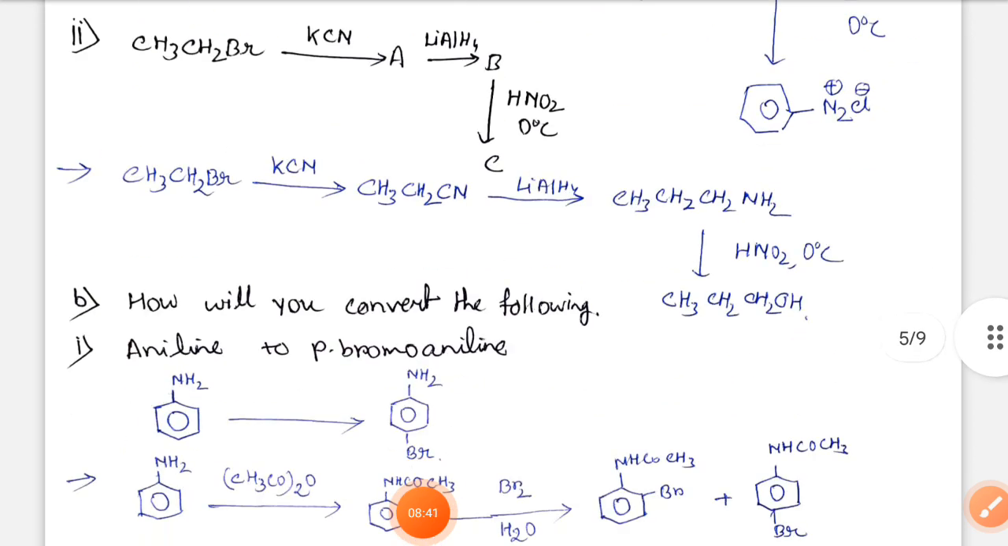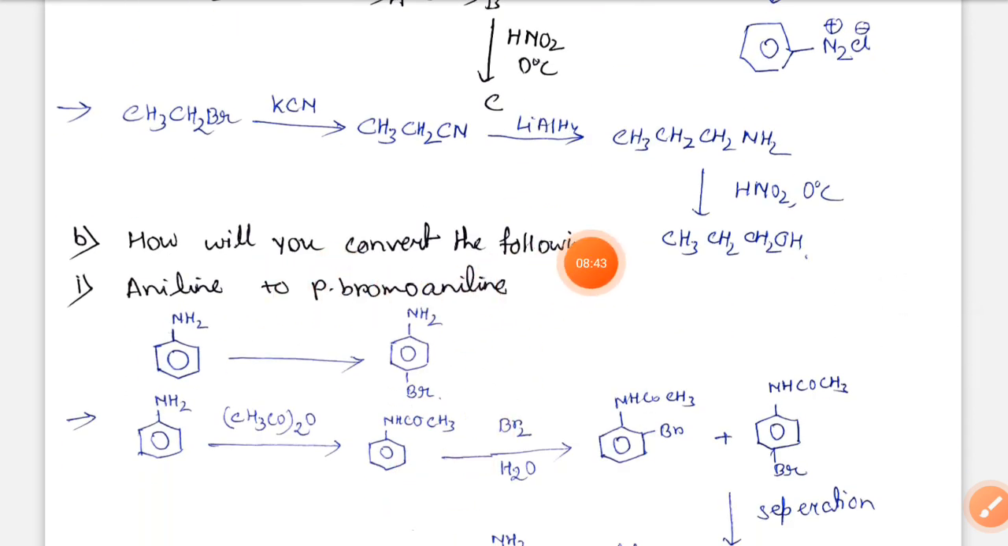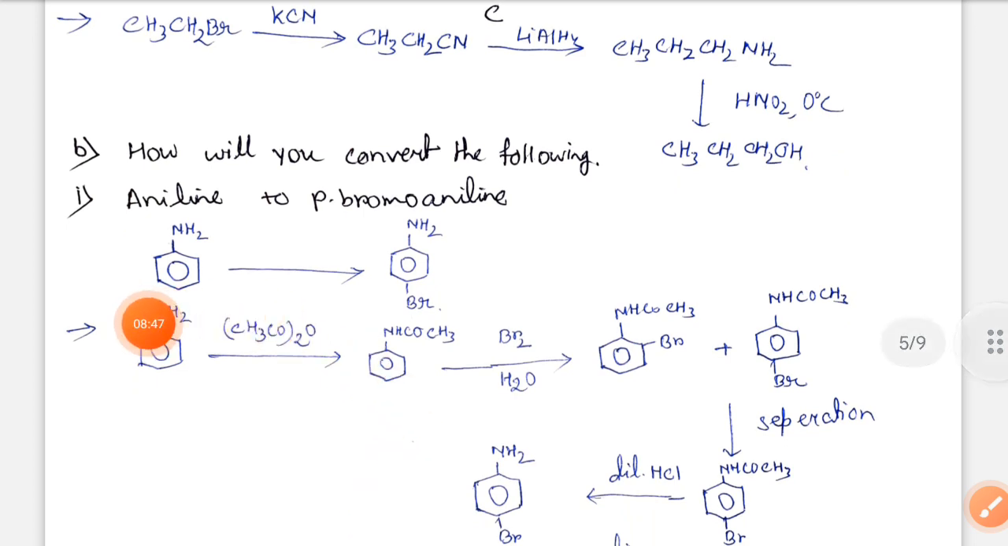Next, how will you convert aniline to parabromoaniline? Here in this case, as the lone pair of nitrogen is in resonance with this ring, the ortho and para positions are electronically rich. If we add direct bromine water, then in the 3 positions the bromine is attached.